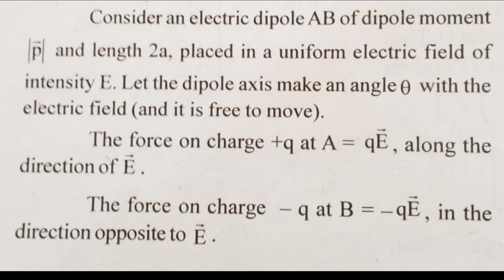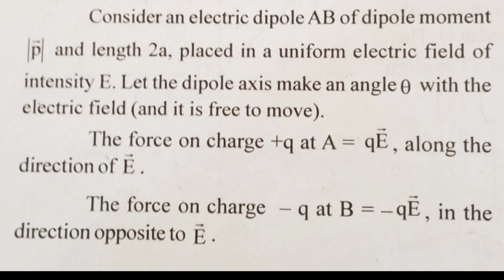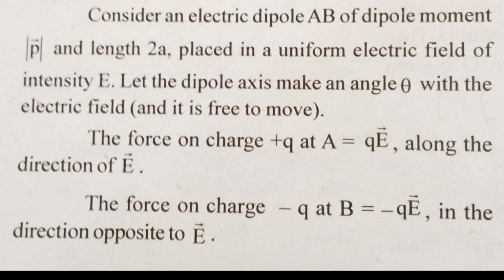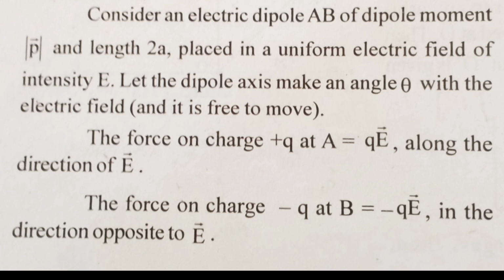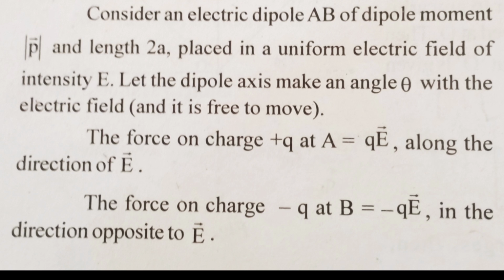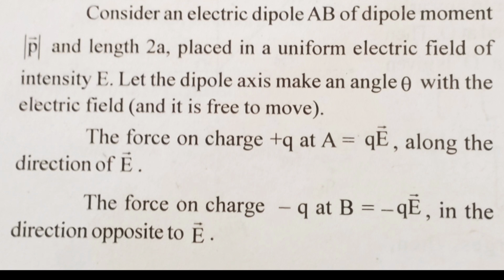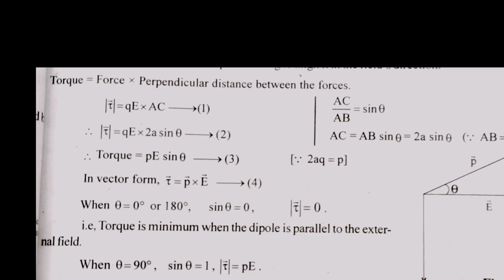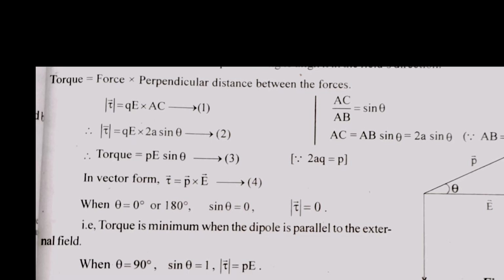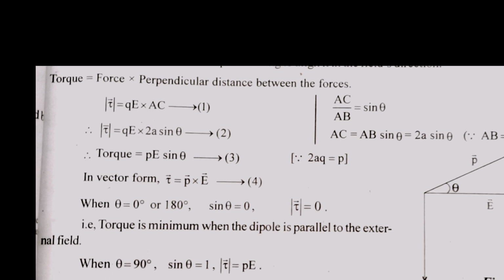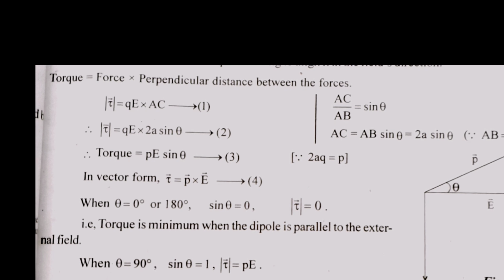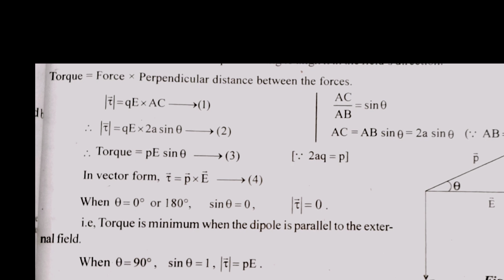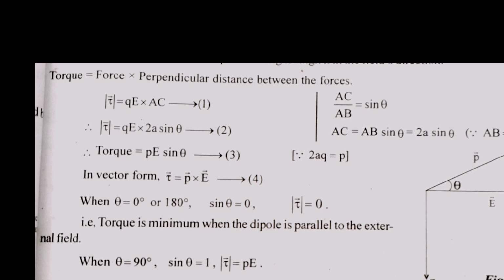So this torque will always try to align the dipole in the direction of the electric field. Now we have to find the torque. That torque we have already discussed last year, do you remember? So we can find the equation for torque. How can we find torque? Torque is always the product of force and perpendicular distance. Here the force we have already calculated, that is QE. Then what about the perpendicular distance?